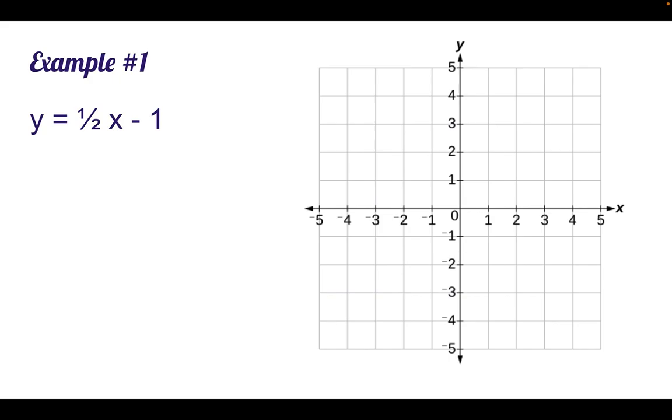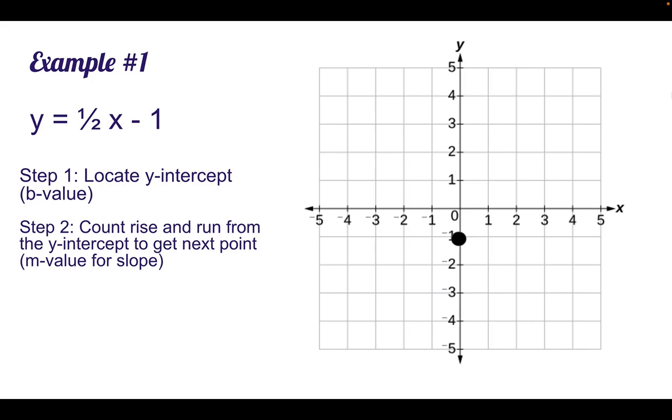So first example is we're going to graph the equation y equals 1 over 2x minus 1. Our first step is to locate our y-intercept, which is our b value, which is right here located at -1. So we're going to plot it right here. Our second step is to count the rise and run from the y-intercept to get the next point. This can be found by looking at the m value, which is the slope. That's 1 over 2. So the rise on this is 1. So we go upwards 1, and the run on it is 2. So we run 2 towards the right.